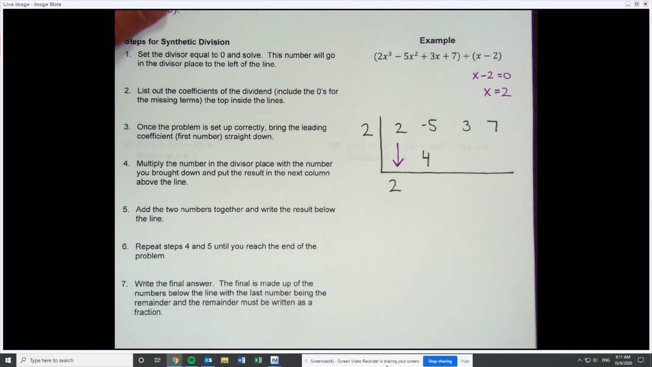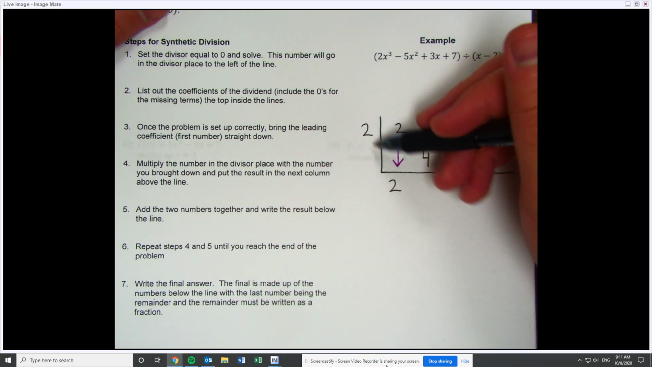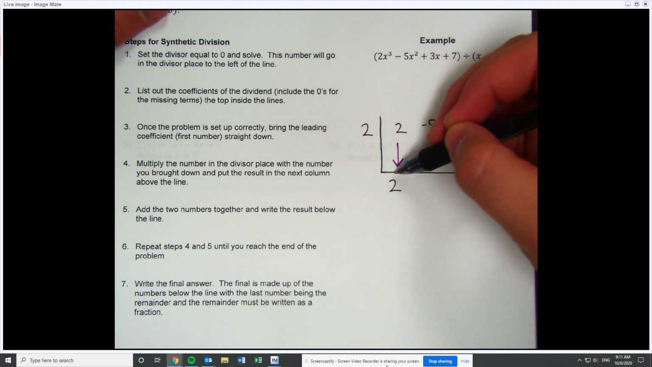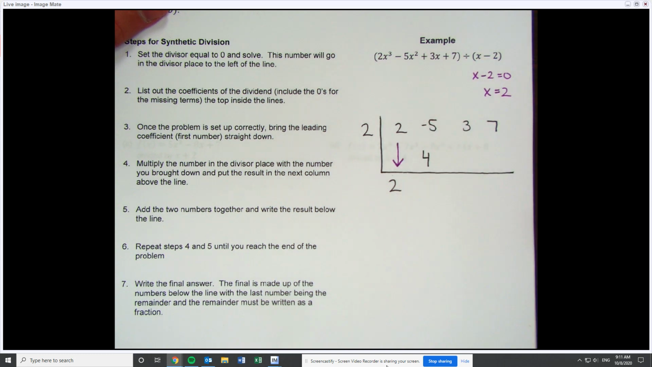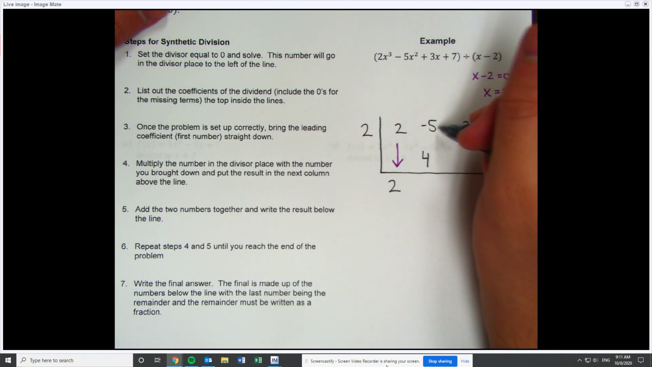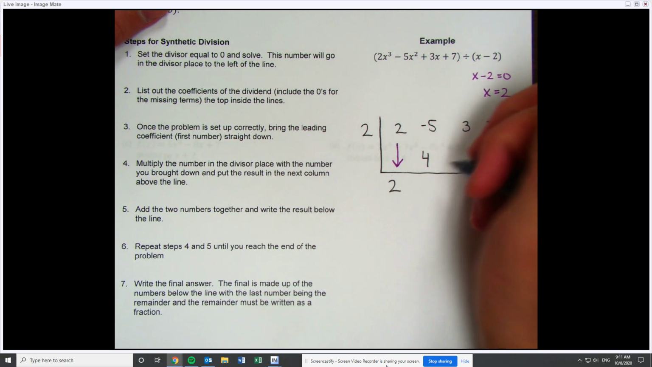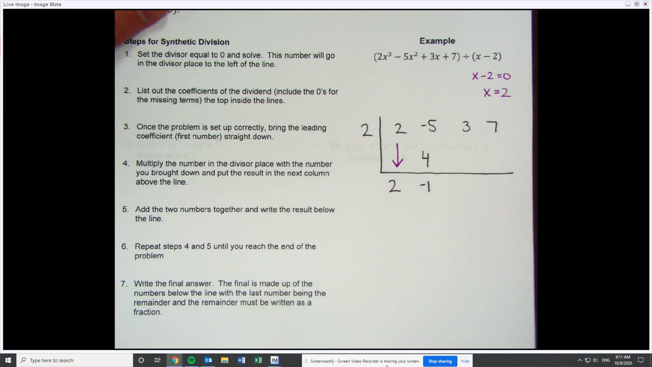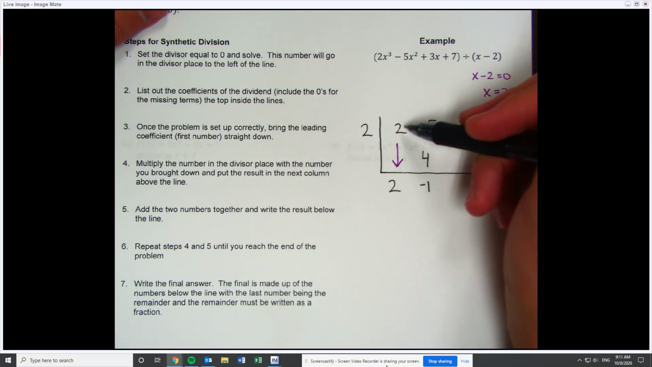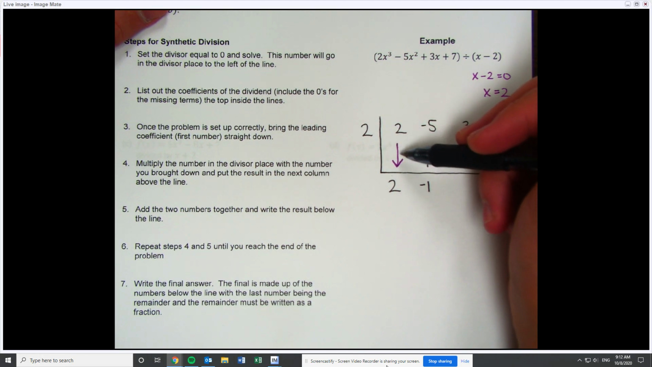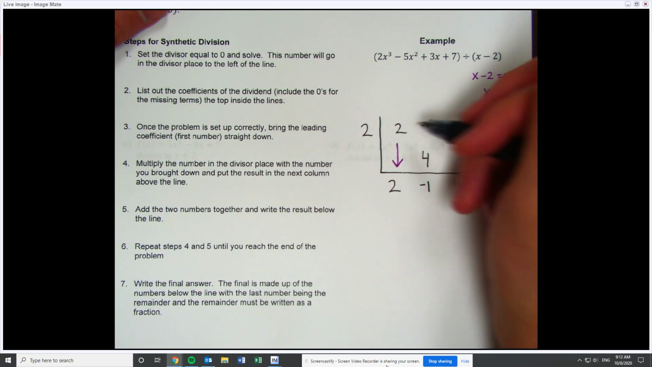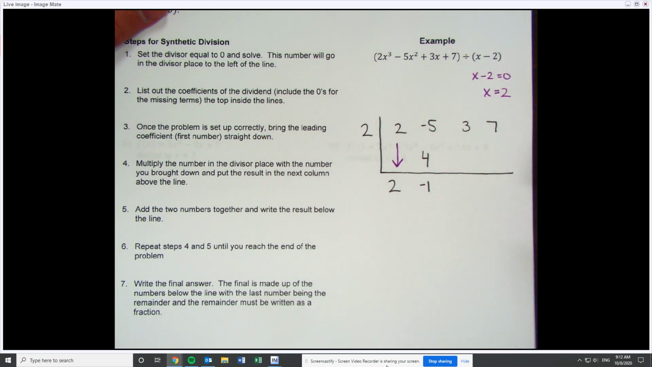So I want you to notice it follows a check pattern. When I go sideways, I multiply. 2 times 2 is 4. Looks like a check. Next, these two numbers, I'm going to add them together. So -5 plus 4 is -1. Whenever you move down, you add. And the same thing happened right here. There's an invisible 0 that you can't see. So 2 plus 0 is 2. Every time you move down, you're adding.